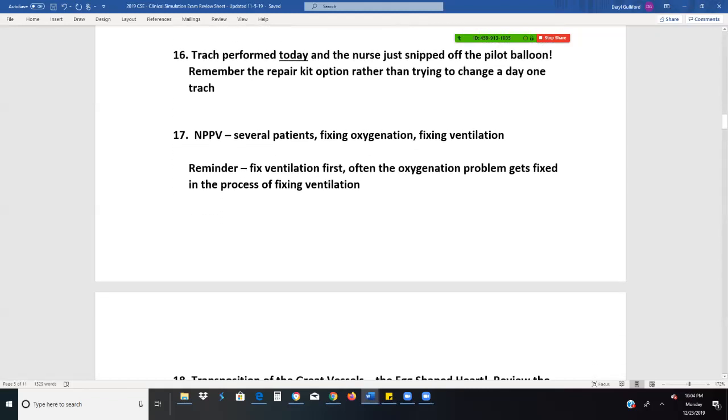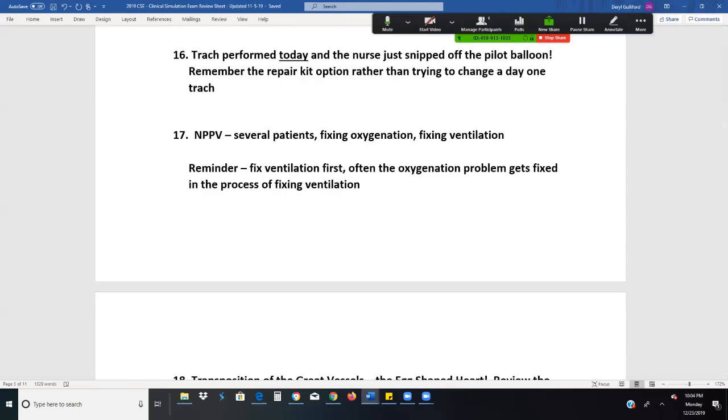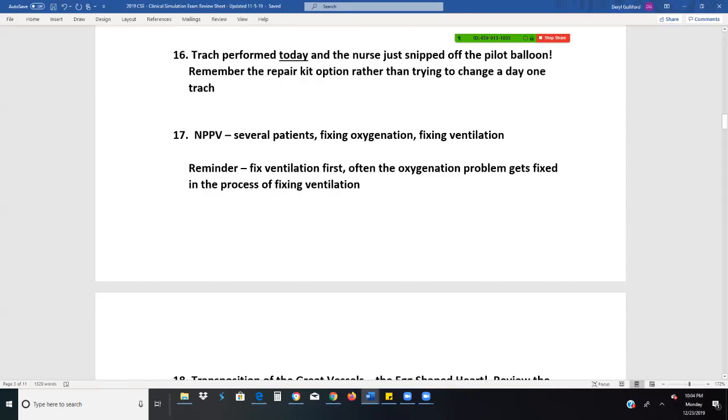Trach performed today. Oh, look, trach performed today, and the nurse snipped off the pilot balloon. I've had a nurse do that. Rarely does an RT do it because we know what a hassle it is. But if you snip off the pilot balloon, there is a repair kit that will allow you to fix it. So don't panic and re-intubate the patient or anything like that. You can fix that pilot balloon with a little repair kit.